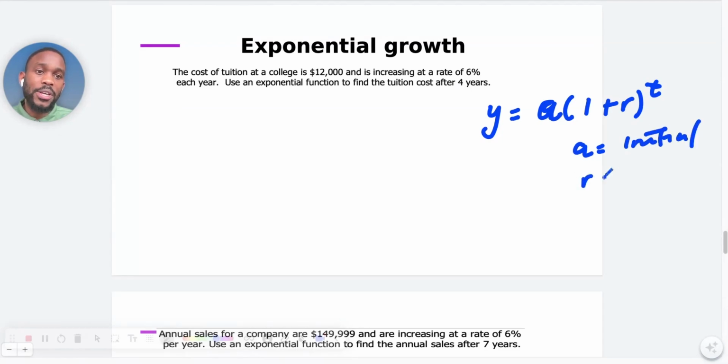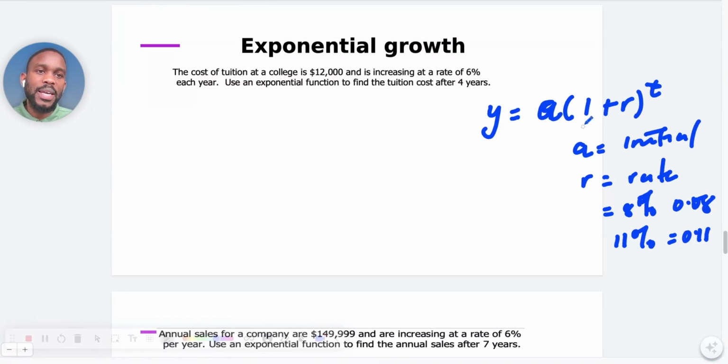And then r is going to be the rate of growth. Usually this rate of growth is given in percentage. For example, it could be 8%, and if it's 8%, we're going to be writing it as 0.08. How I got 0.08 is 8 over 100. Percent means over 100. So this gives you 0.08. And then t is time. What time frame are we talking about? Is it 10 years? So t is really time.